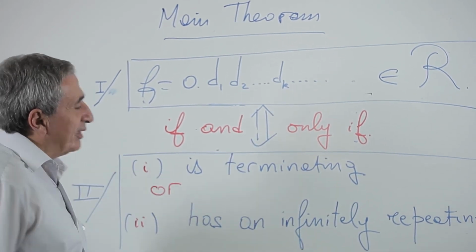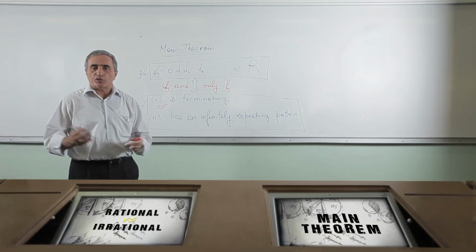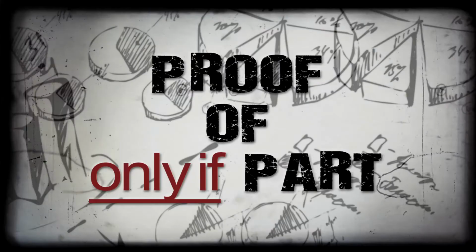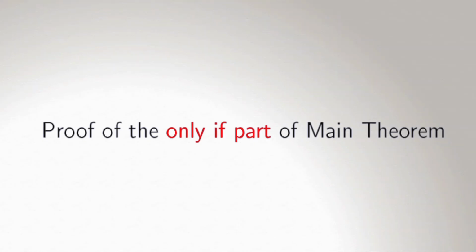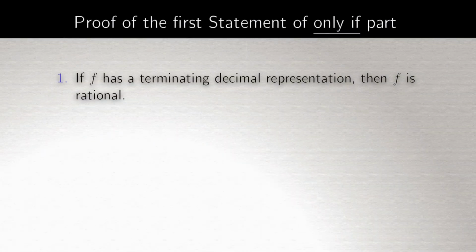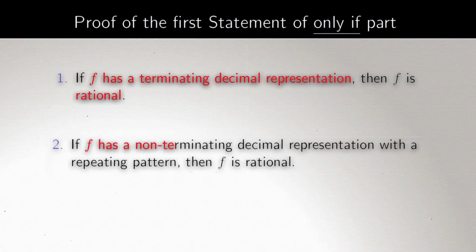To prove the theorem, we're going to go both ways, and we'll be starting with the only if part. And I'm going to leave it to Sophie to show you how this works. The proof of the only if part of the main theorem is equivalent to two statements. The first statement is, if f has a terminating decimal representation, then f is rational. The second statement is, if f has a non-terminating decimal representation with a repeating pattern, then f is rational.